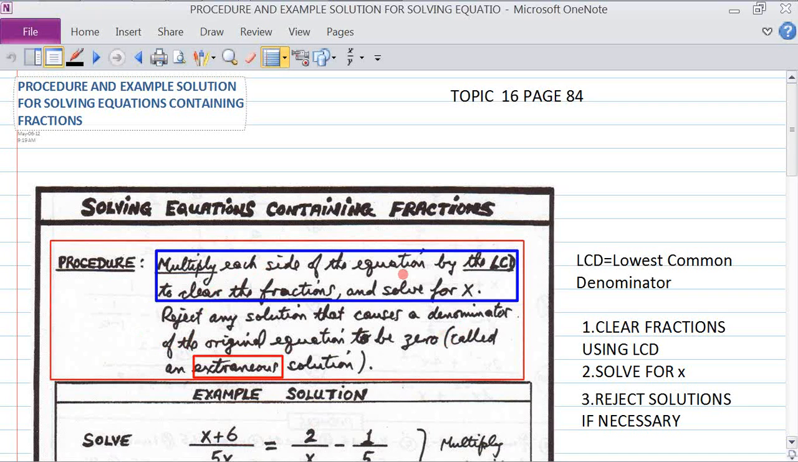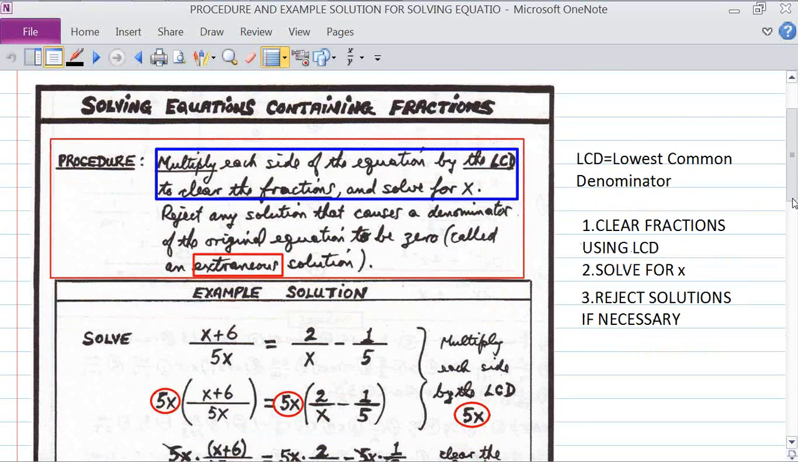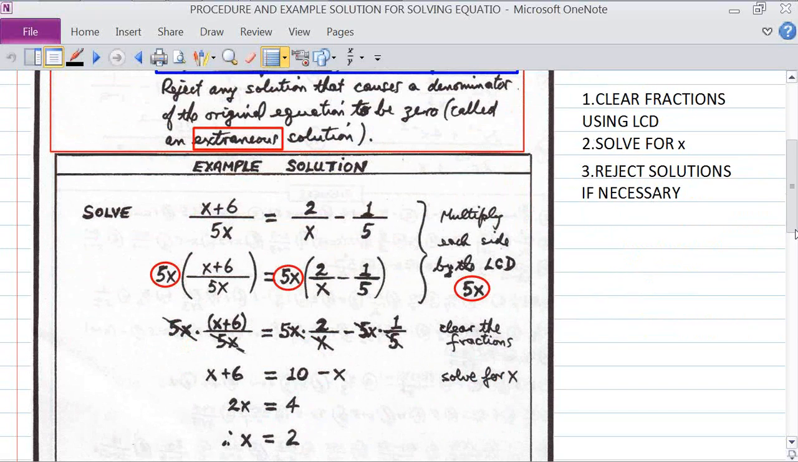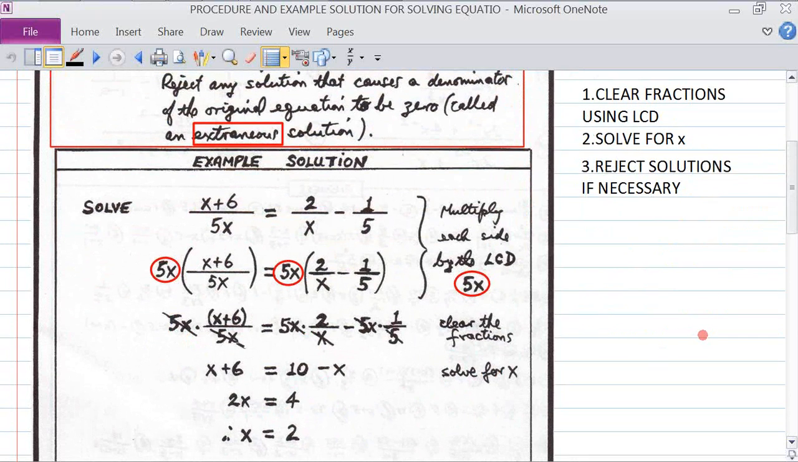Then once we determine the least common denominator, we multiply each side of the equation by this and then solve for x. And we have to reject any solution that causes the denominator of the original equation to be 0. We call this an extraneous solution. In other words, if we solve an equation and then afterwards we find that plugging the answer back into the original equation makes the denominator 0, well, if the denominator is 0, then the number is undefined, and so that's not a valid solution. So we call that an extraneous solution.